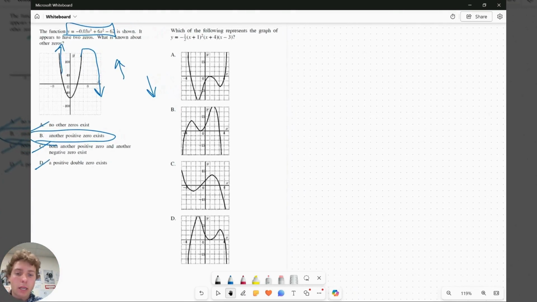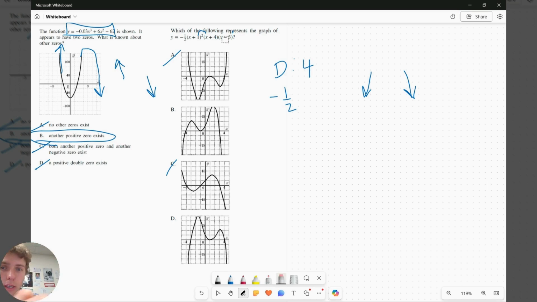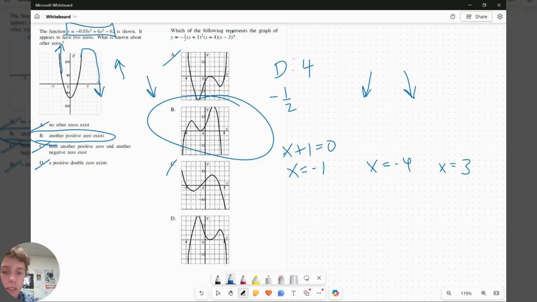Last one, which of the following represents this graph? Notice your degree. In this case, if you add them all up, 2, 1, 1, our degree would be 4. And in this case, we have a negative coefficient. So it's negative and even. Both ends would go down. Find the graphs that have that, so B or D. And then you can check the x-intercepts as well. Which one has the correct x-intercepts? Well, if you solved x plus 1 equal to 0, you'd get x equals -1. If you solved the next one, you'd get -4 and +3. So double check, see which one has each of those. I believe that is answer B.